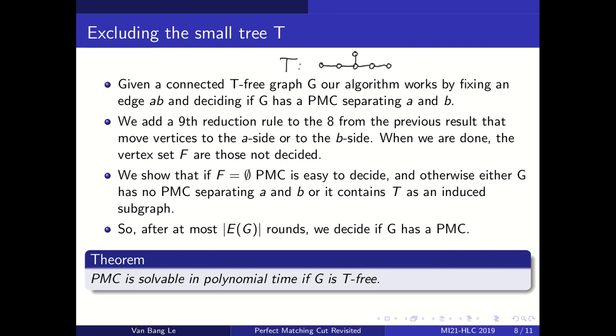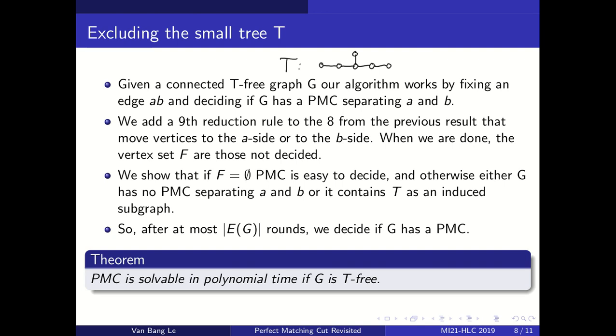Well, then if the vertex set F is empty, well, then this PMC, perfect matching cut problem, is easy to decide. You're basically given this only possible cut that you have, and it's just a question of checking it. And otherwise, if there are still some vertices left in F, then the answer is no, because then either the graph G cannot have a perfect matching cut separating A and B, or it would actually contain the tree T as an induced subgraph.